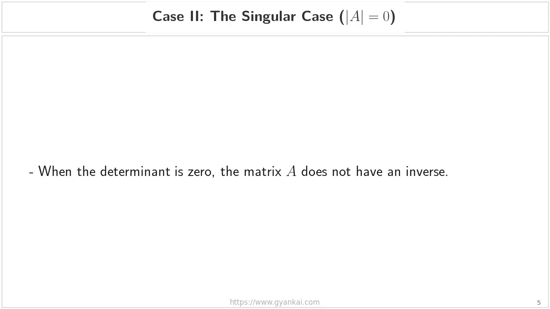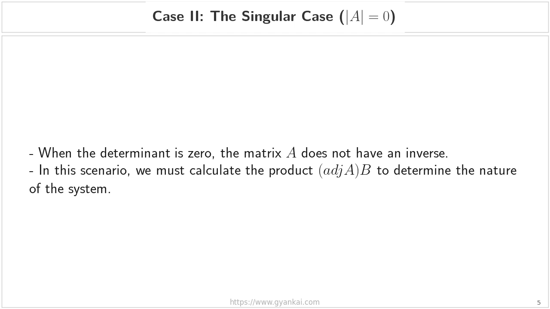Now, let's move on to case II, which is the singular case. This happens when the determinant of our coefficient matrix, A, is equal to 0. As we touched on in the previous slide, when the determinant is 0, the matrix A is singular, meaning it does not have an inverse. Because we can't use the standard formula, x equals A inverse times b, we can't immediately tell if the system has no solution or infinitely many solutions.